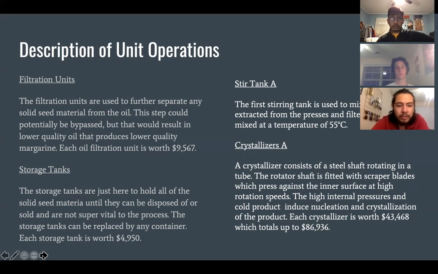It's just used for the solid seed material that we dispose of, or that we can sell to animal feed manufacturers. We have 5 different stirring tanks, all of them mixing at 55 degrees Celsius, and then we have 2 crystallizers. Each of them has a rotor shaft inside that is fitted with stripper blades, which press against the inner surface at high rotation speeds. And this high pressure mixed with the low temperature induces nucleation and crystallization of the product. Each crystallizer is worth about $40,000, which sums up to about $85,000.